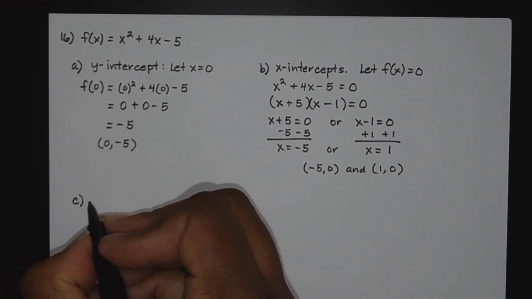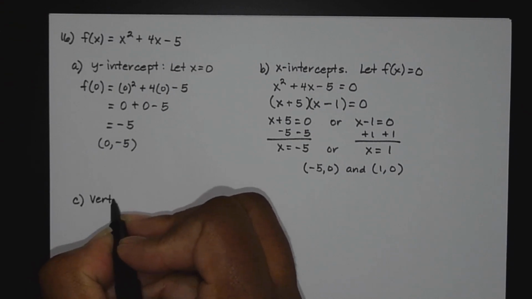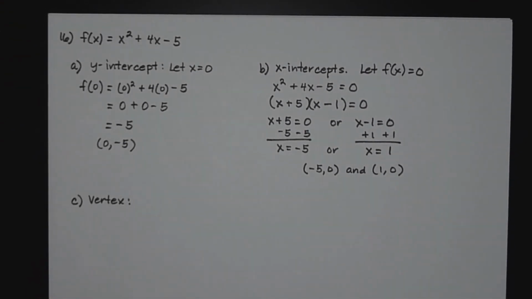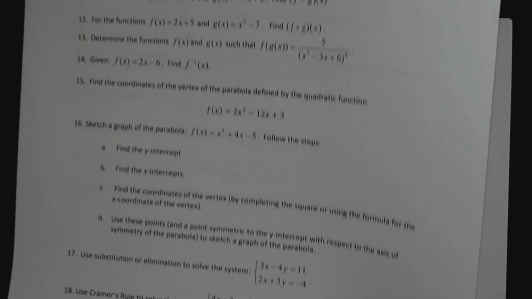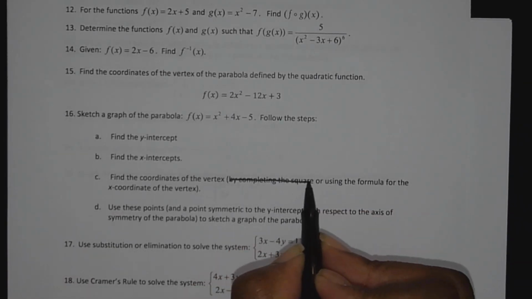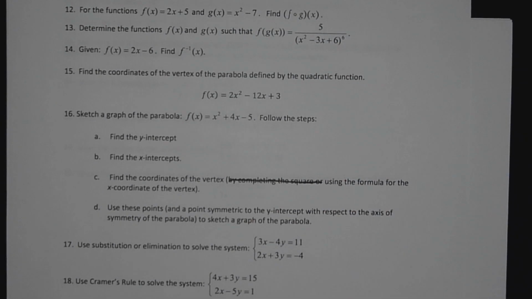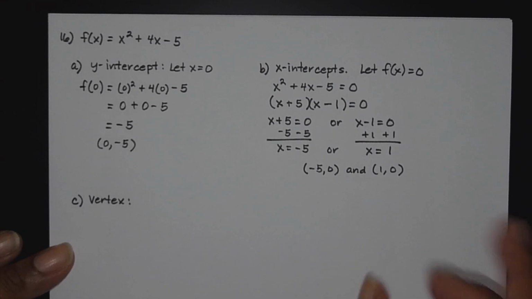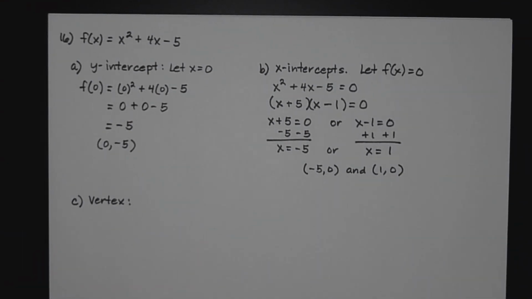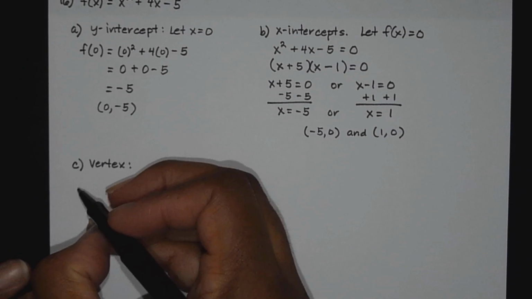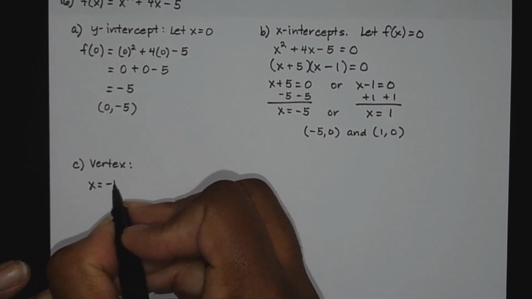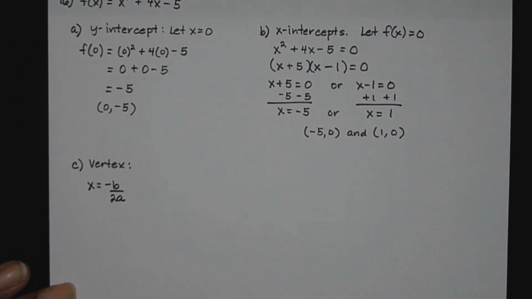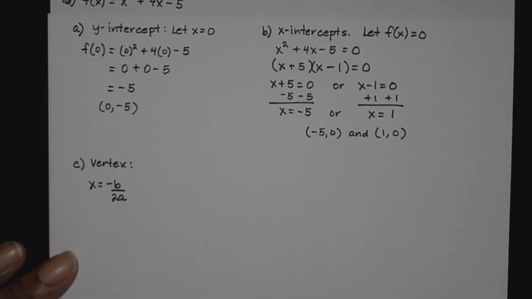Now part C is finding the coordinates of the vertex. In this problem, I'm going to cross out the part where it says by completing the square, because the only thing we've been doing here is using the formula for the x-coordinate of the vertex, even though we did talk about how to complete the square. So here we're going to use x equals negative b over 2a to find the x-coordinate of that vertex.